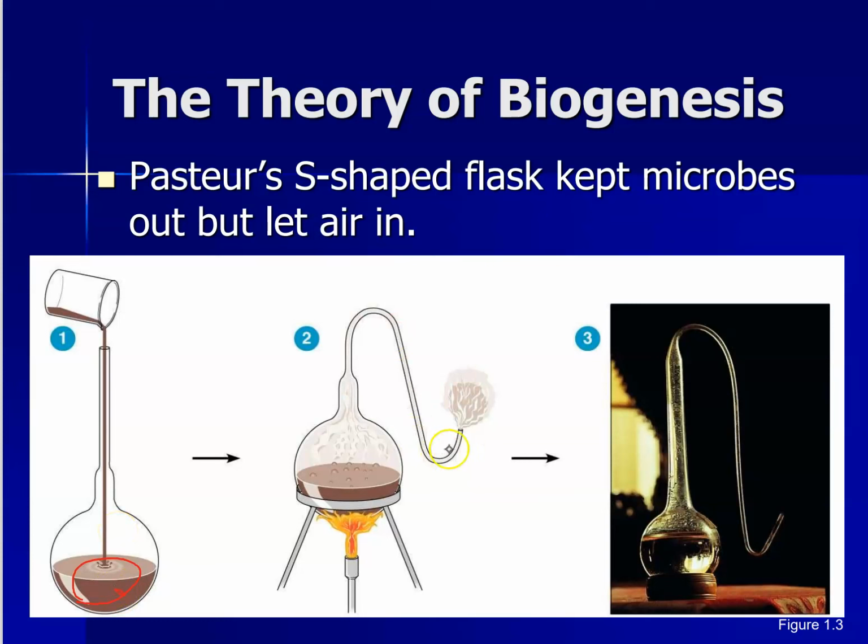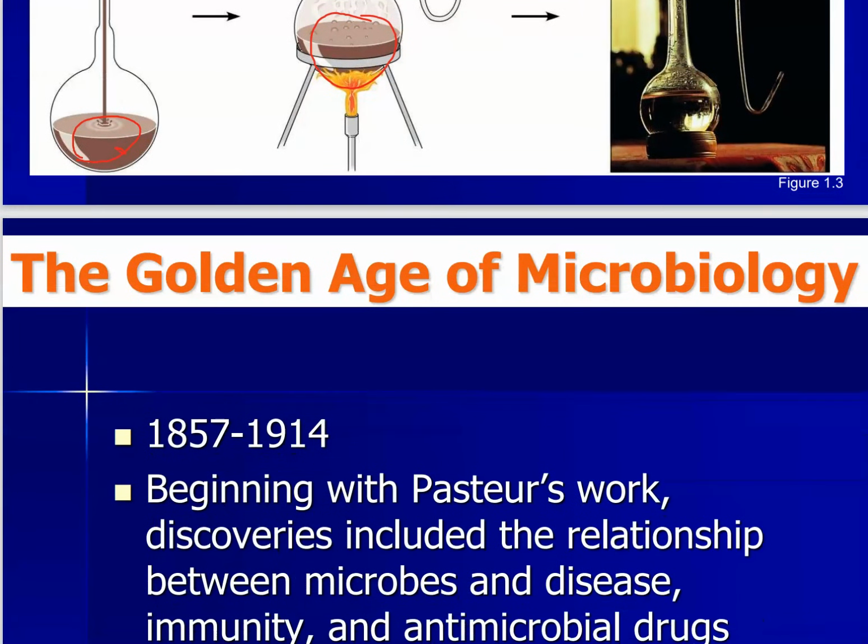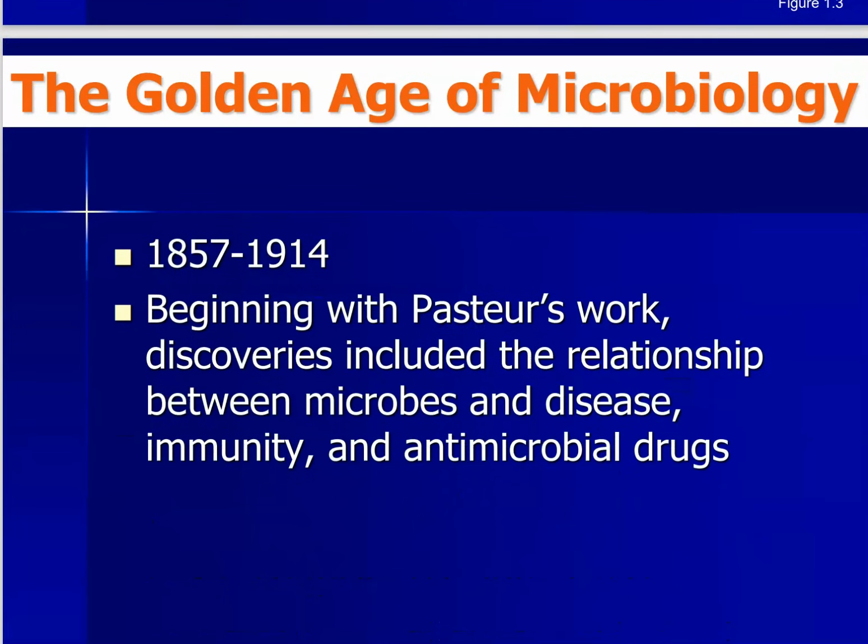But if he bent the neck and made sure everything was boiled and sterile beforehand, nothing could fall in there, so he prevented microbes in the air from falling in, and this flask stayed clear, nothing ever grew. This flask, as I said, is still in some museum, and that was the final piece of evidence that spontaneous generation is a hoax. That's not true. All life comes from pre-existing life.